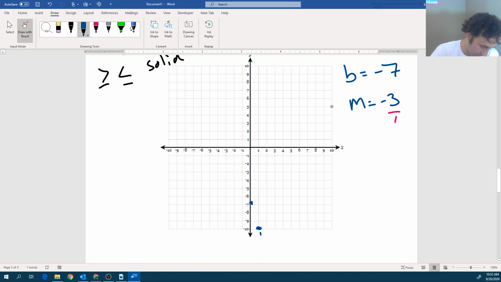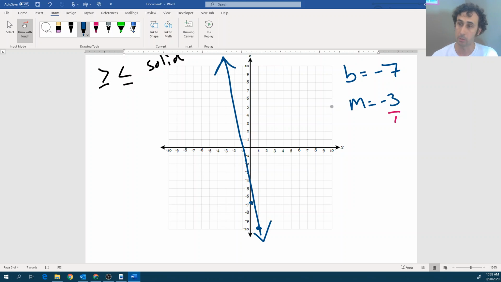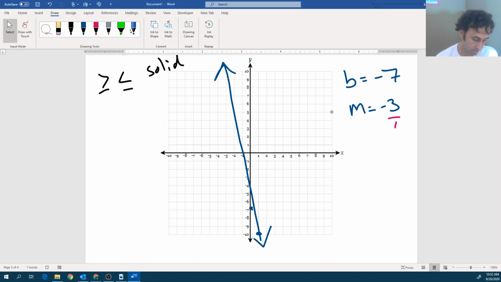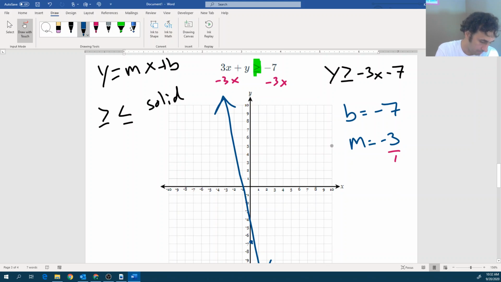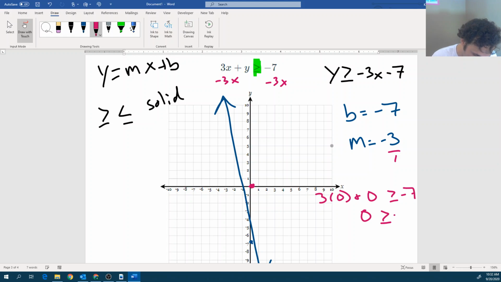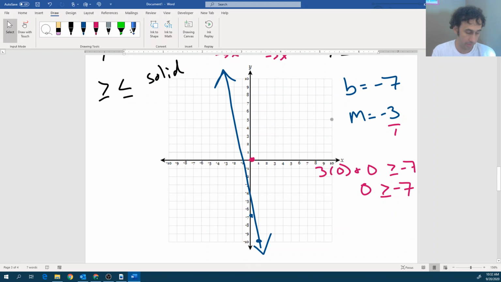Let's see if we can make this line relatively straight, something to that extent. The line has been graphed. Now my final step is I need to shade. Again, I like to test the point 0, 0. So if I went 3 times 0 plus 0 is greater or equal to negative 7, testing that point 0, 0. Let's see, this is 0 greater or equal to negative 7. Well, is that true? Is 0 greater or equal to negative 7? It is. 0 is greater than negative 7.